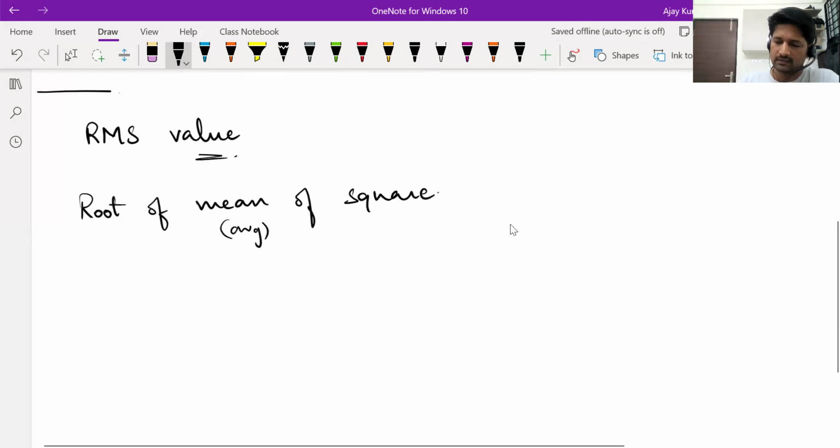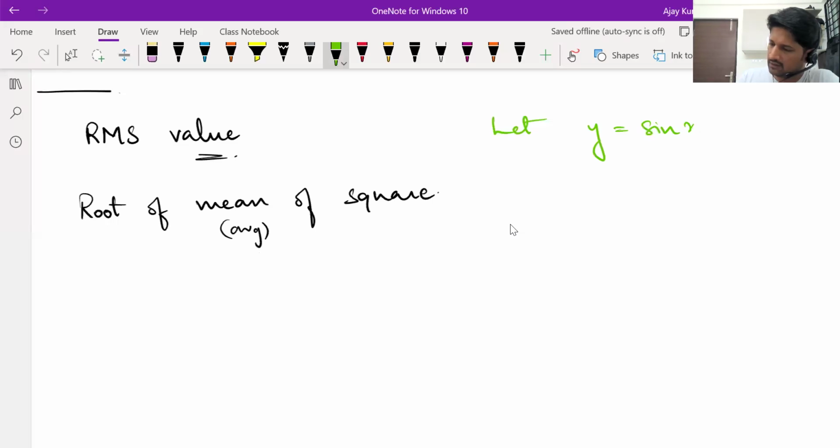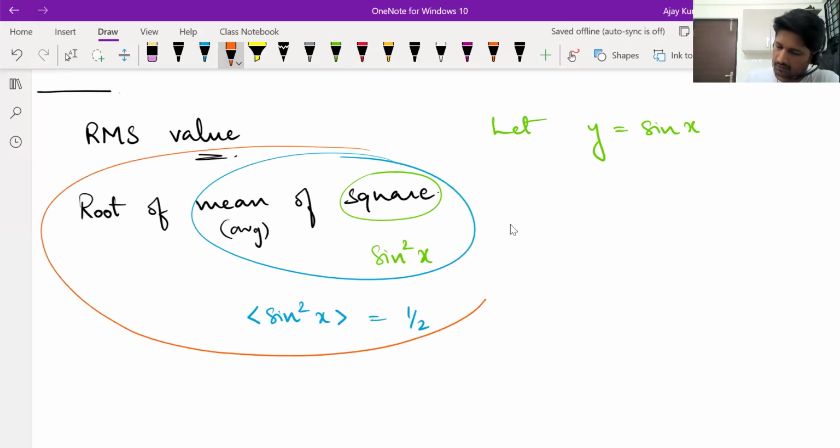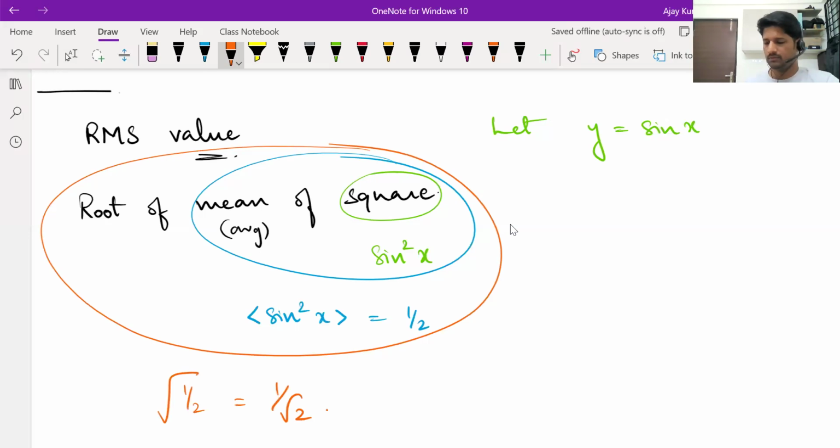Let's consider the sine function itself. Let y is equal to sine x. Sine function, not sine square function. If you first square it, it becomes sine square x. Next, you take the mean of the square, which means the average of the sine square x function. I told you in the last class, angular brackets indicate average values. The average of the sine square function is half. Now you take the root of the mean of the square. That becomes root of half, that is 1 by root 2.